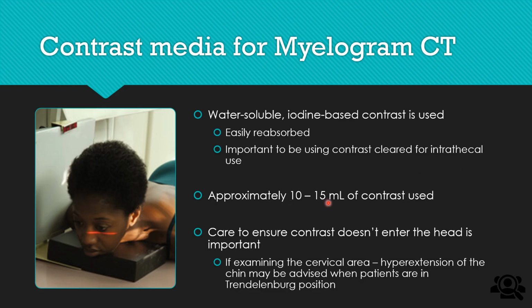Approximately 10 to 15 mLs or cc's of contrast is used. Care to ensure contrast doesn't enter the head is important. If examining the cervical area, hyperextension of the chin may be advised when patients are in Trendelenburg position. So hyperextension of the neck is done like so. The head is kind of pointing up. It basically blocks the contrast from flowing into the brain. Because if it does, they get severe headaches.